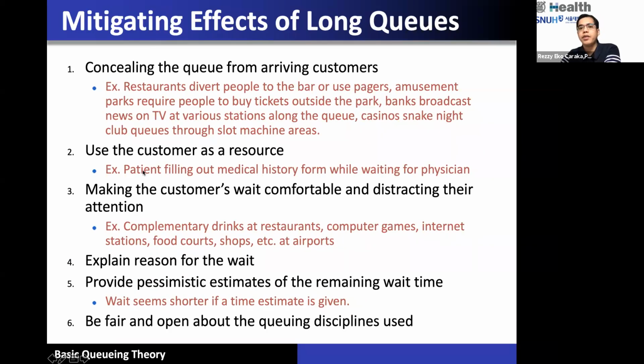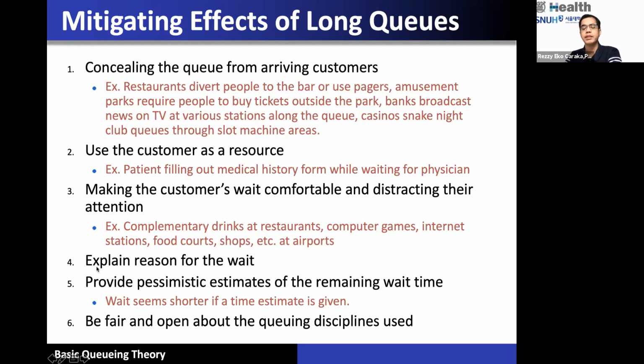About mitigating the effect of a long queue: for example, if a restaurant refers people to the bar or uses pagers, we have to make some place where our customers can wait patiently. We can provide some spot, maybe a TV or magazine space, so they can wait patiently. Or we can use customers as a resource, for example patients filling out a medical history form while waiting for a physician. It is also about making the customer wait comfortably and distracting their attention. So maybe we can provide drinks at restaurants, computer games, internet stations, a food court, and so on. And also explain the reasons for the wait. So this is mitigating the effect of the long queue.